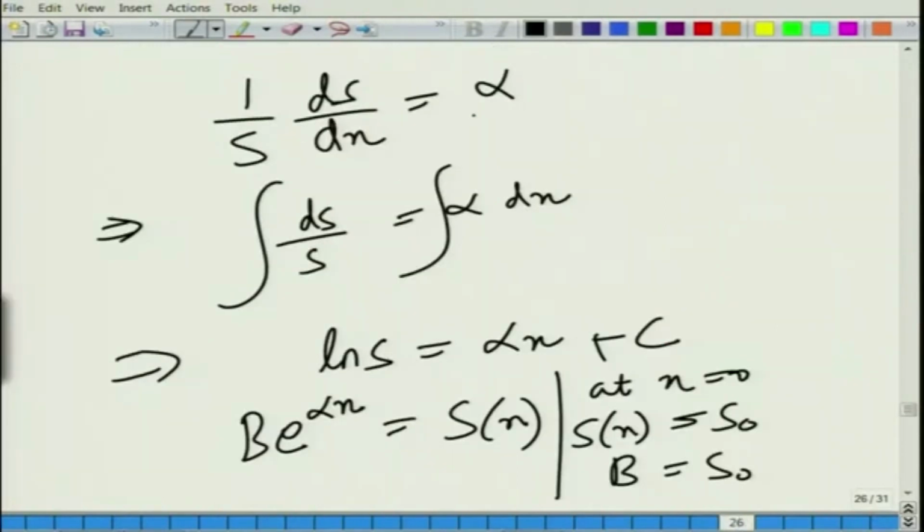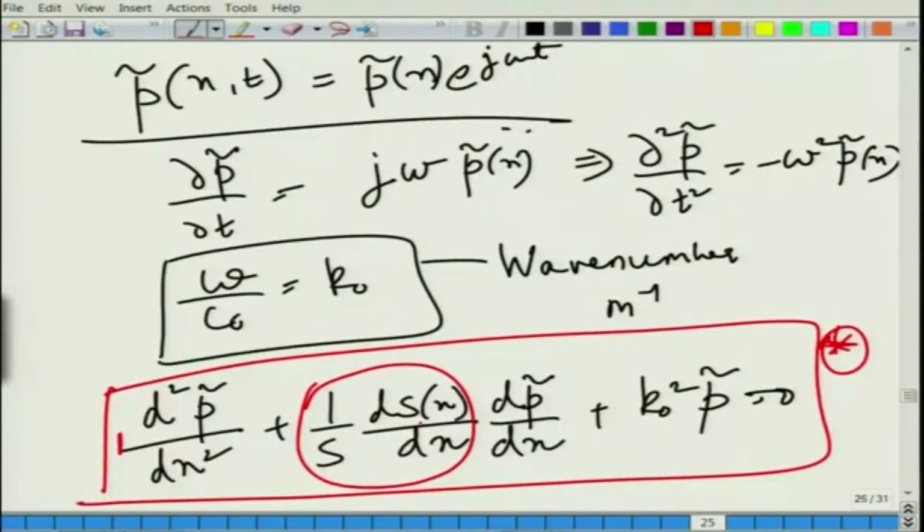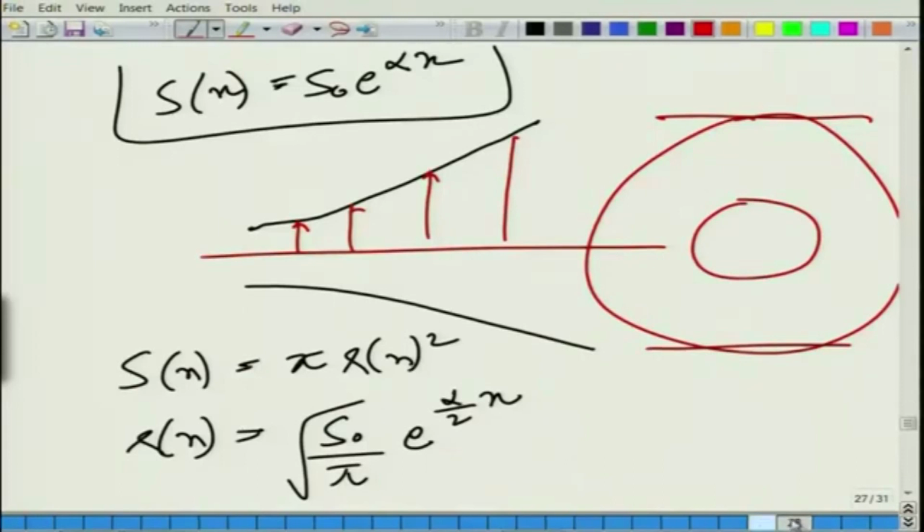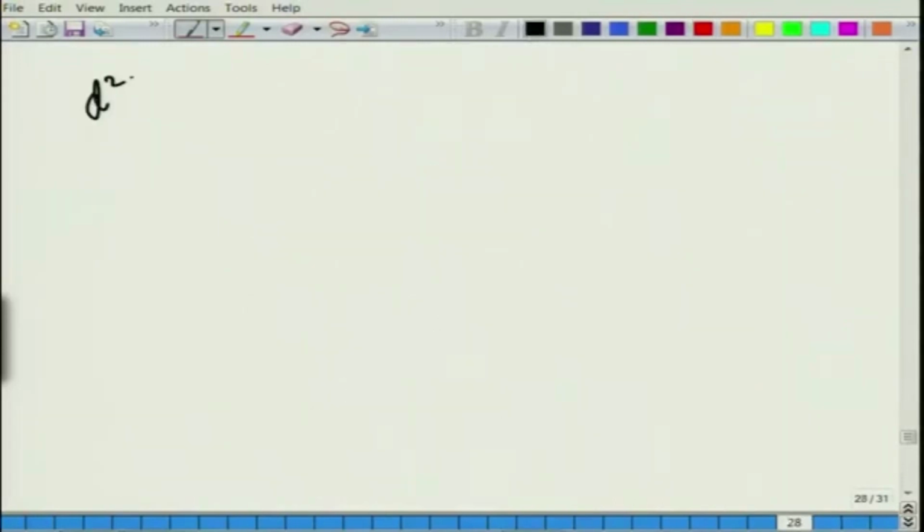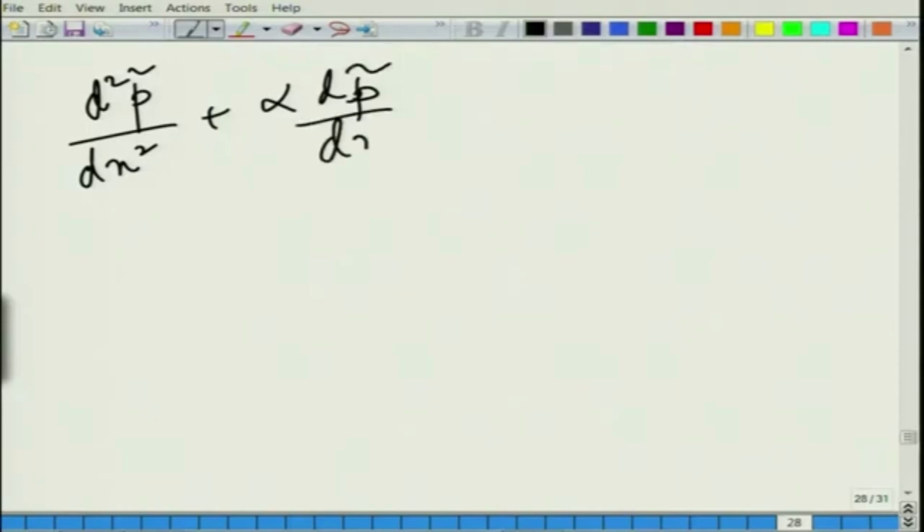So, we assume that we are getting this alpha here. We will substitute alpha in here, to arrive at the following form, which is alpha times this thing plus k naught square times p tilde. So, this is equal to 0.